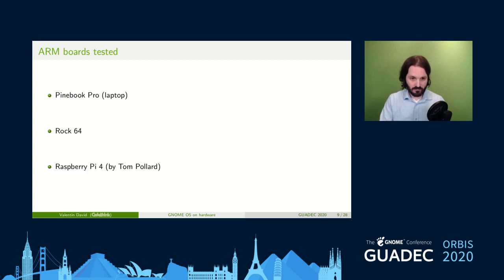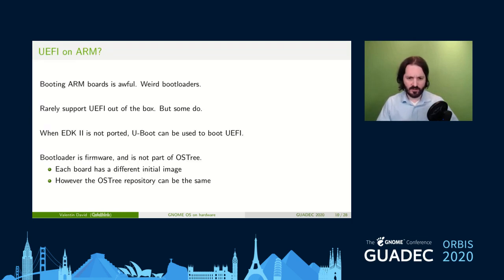The ROC 64 and Raspberry Pi, for those who don't know, are small developer boards for ARM that are cheap, and very popular. The first thing to deal with is that those boards didn't support UEFI. UEFI, for those who don't know, is like the bootloader that normally comes with your hardware. These don't support that, and it was not possible to boot the GNOME OS images that we had.